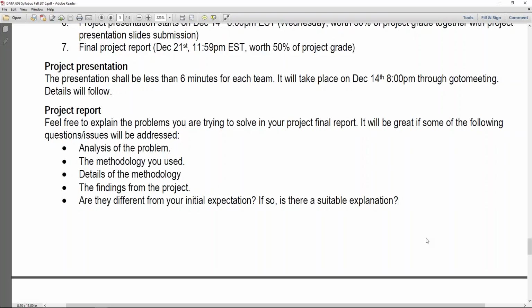You want to have an analysis of the problem, discuss the methodology you used, detail of the methodology, and the findings from the project. Are they different from your initial expectation? If different, is there any reason that actually happened? And if not, then what's the potential, and what are the insights that you actually get from the project? And at the end, if you can conclude, give us some sense of how you envision that analysis can be further improved.